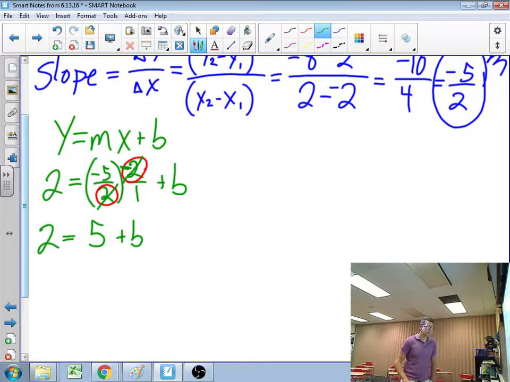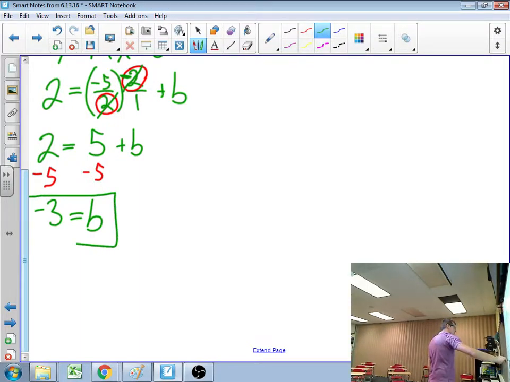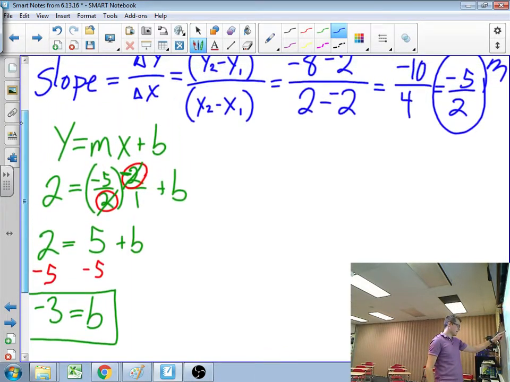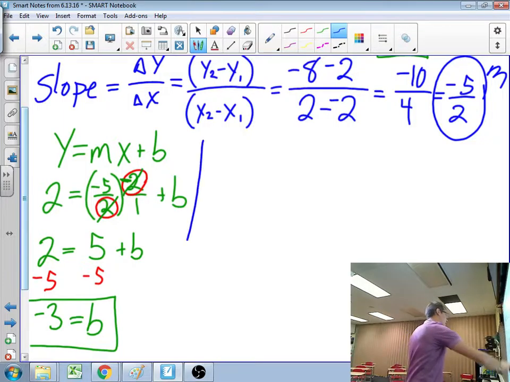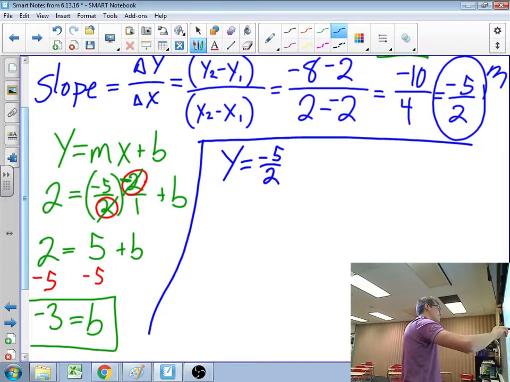Then to isolate the b and get it by itself, I need to get rid of that 5. So I subtract 5 from both sides, and I see that my y-intercept of this line would be at negative 3. So we're not done yet. We've got to go back up and set up the equation then. So I can say y would be equal, grab my slope, negative 5 over 2 x. I could say plus a negative 3, but instead I'm just going to write a minus 3.